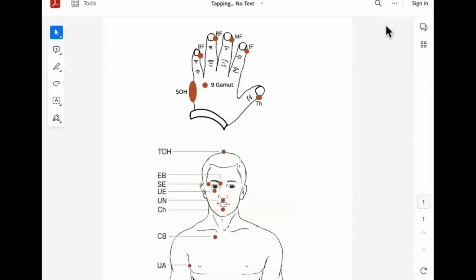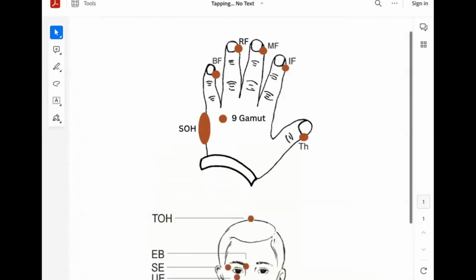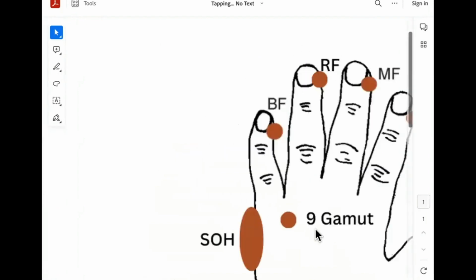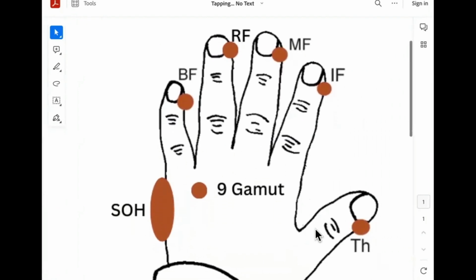Okay, here's a diagram of the tapping points. As you can see, there are points on the hand, and then there's also points on the rest of the body. So I'm going to start with the hand. Let me just make this a little bigger so it's easier to see. That ought to be good.